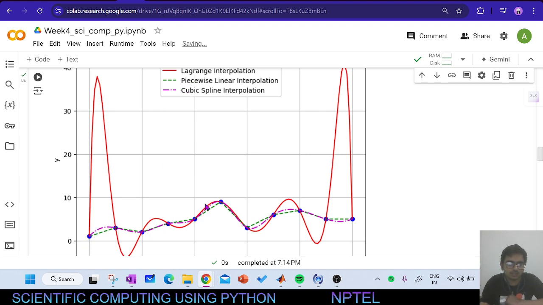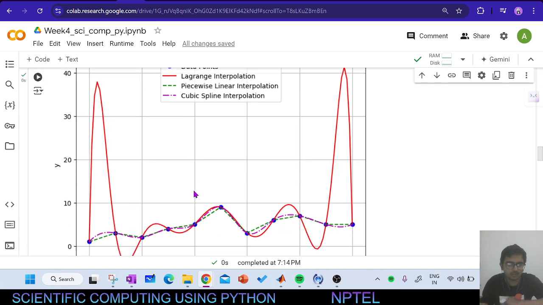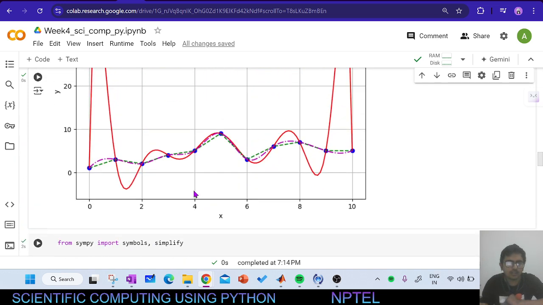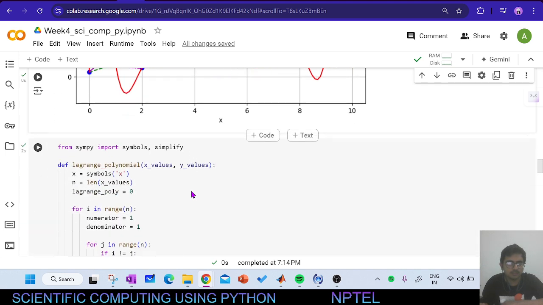Why? Because it is taking only the local effects into consideration. So it's much better than this one. It's local, but it's also smooth. See, so it's not like piecewise linear interpolation. So that's why people use splines. And there are other kinds of splines also. This is just one of the cubic ones.